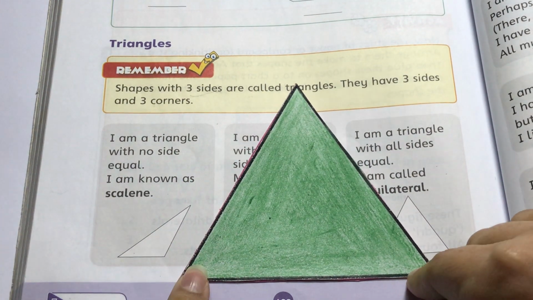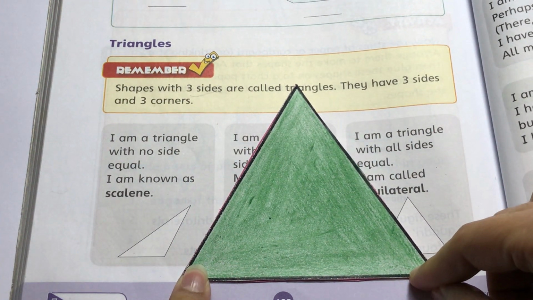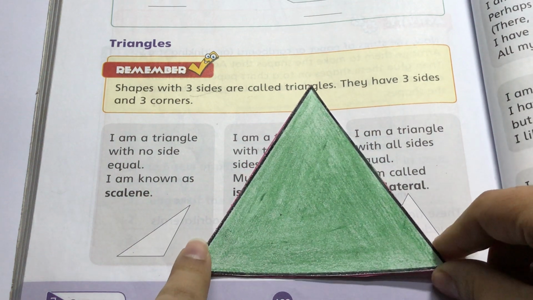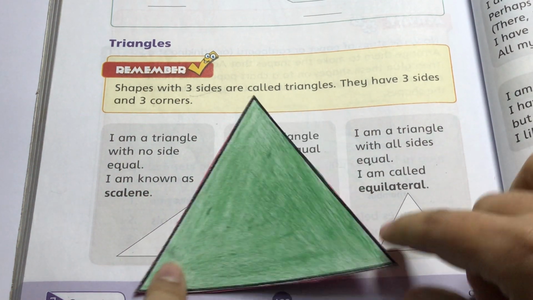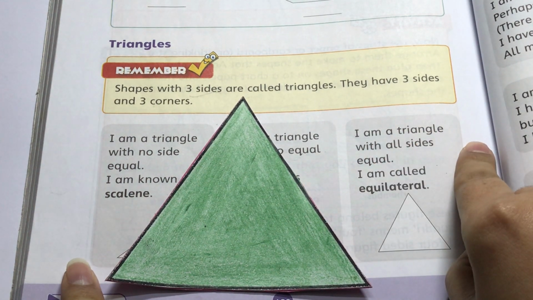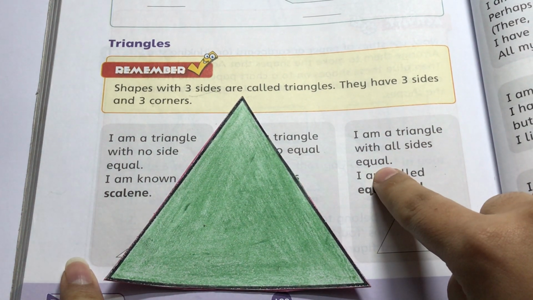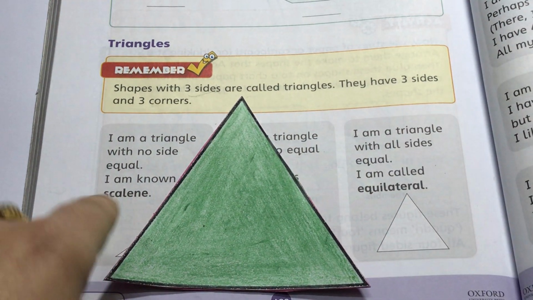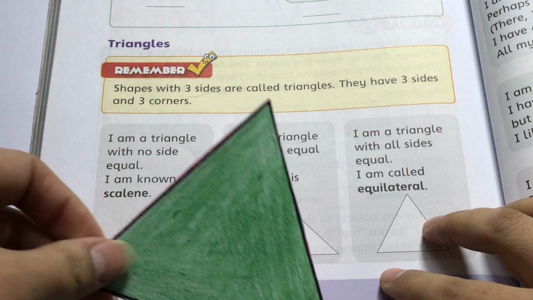A triangle with 3 equal sides is known as an equilateral triangle, right? So what does this triangle say? It says, I am a triangle with all sides equal. I am called an equilateral triangle, right?